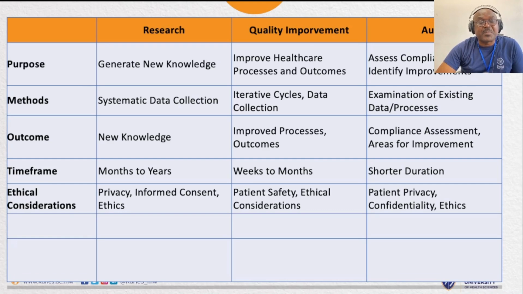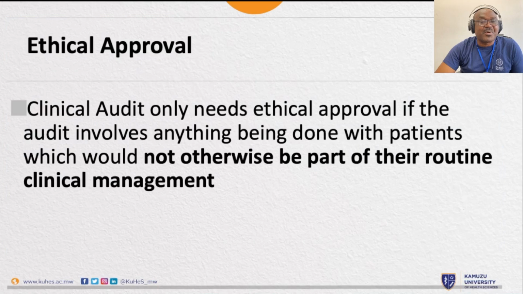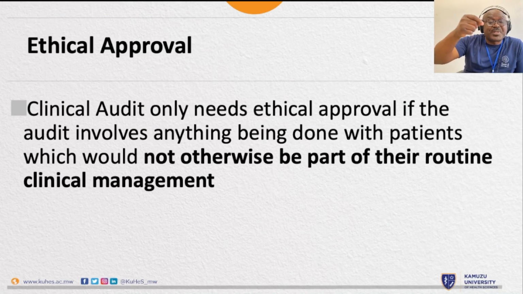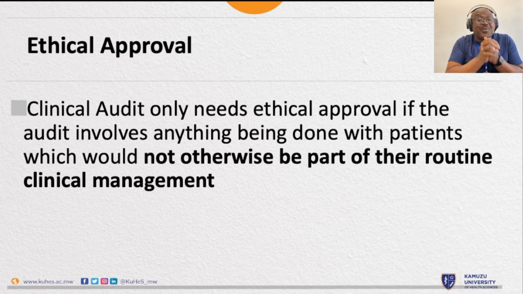But every process also includes ethical considerations: privacy of the patient and informed consent for research, patient safety for QI, and patient privacy and confidentiality for audit. And something about the audit: for the ethical side, we need to know that for an audit you may need to go to the research board to get authorization. It is said that you need approval if the audit involves anything being done with patients which would not otherwise be part of their routine management.